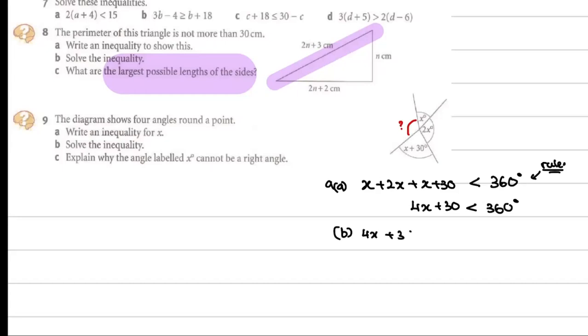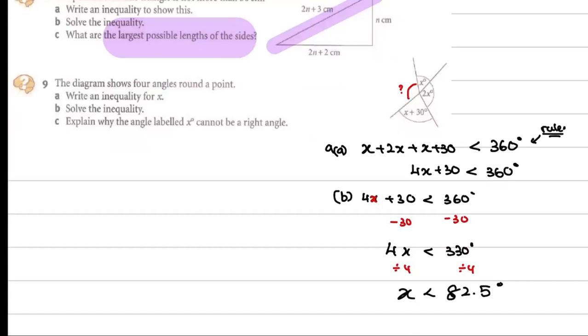4x plus 30 is less than 360. Minus 30 here, minus 30 here, because I need to make x alone. 4x is less than 330 degrees, then we divide by 4, divided by 4. x is less than 330 divided by 4, which is 82.5 degrees.